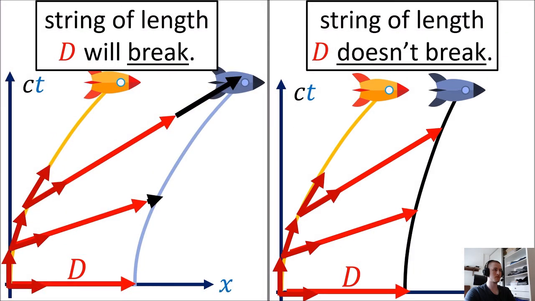The string will break if the ships accelerate with the same proper acceleration. But if the ship in the back accelerates harder in just the right way, the distance between the ships stays the same in their own reference frames, so the string doesn't break.